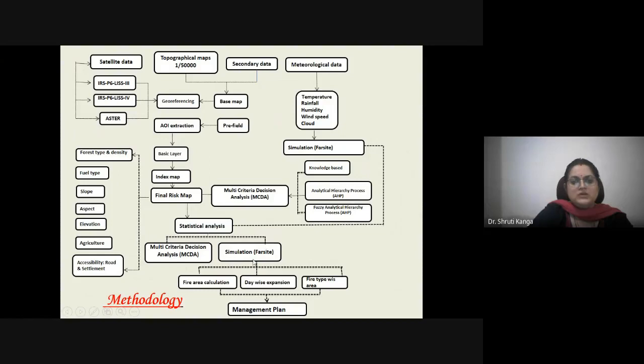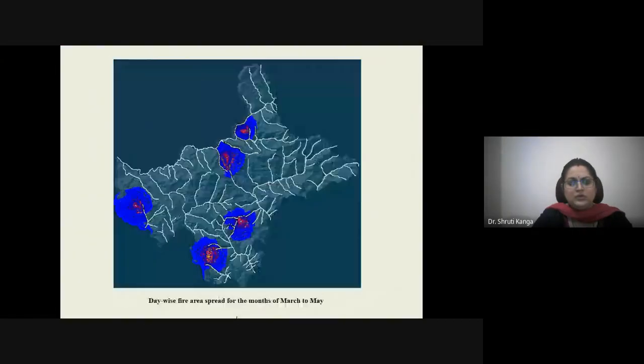After this simulation, we got the results as the fire area spread, the day-wise expansion of the forest fire, and the fire type, whether it is a plain fire incident or a horizontal fire. Based on these, the risk-prone area, the area intensity, and the spread of fire on the basis of temporal factors, we have come up with the management plan. So we were into the simulation modeling.